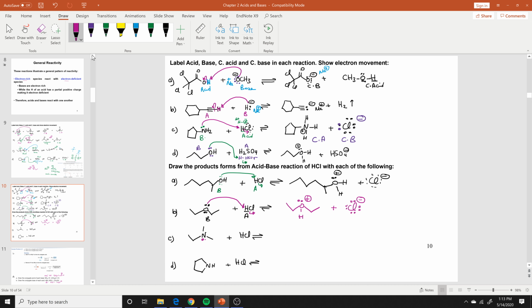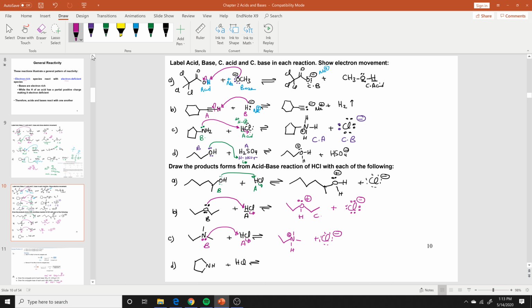Same thing over here. Put your lone pairs, please. This is my base, this is my acid. So the lone pairs are going to attack the acidic hydrogen. Chlorine is going to leave, and you're going to end up having this guy over here with a hydrogen. This is a positive charge, plus the Cl negative.